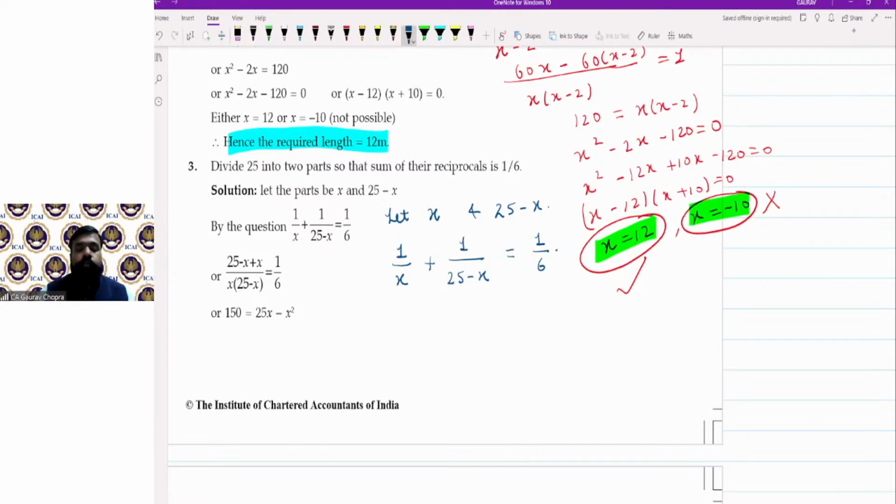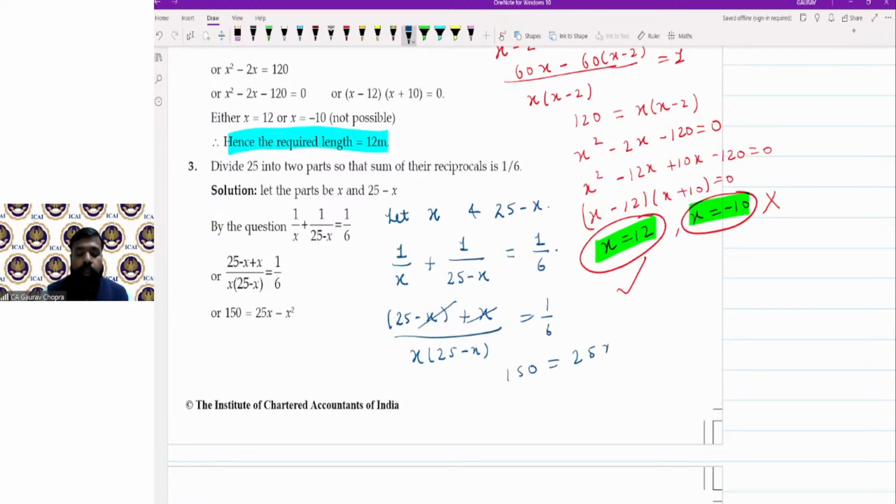This is equal to 1/6. Now we will take the LCM and simplify. So (25 minus x plus x) upon x into (25 minus x) equals 1/6. So x will get cancelled. Now we will do the cross multiplication.